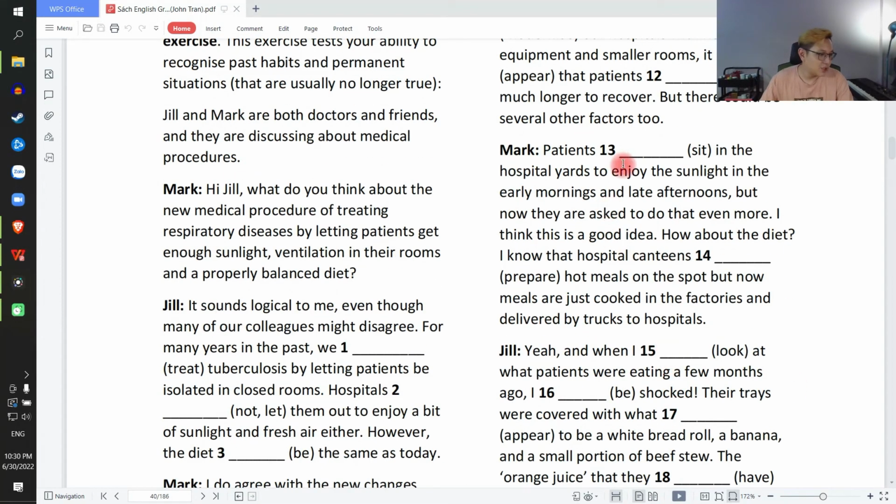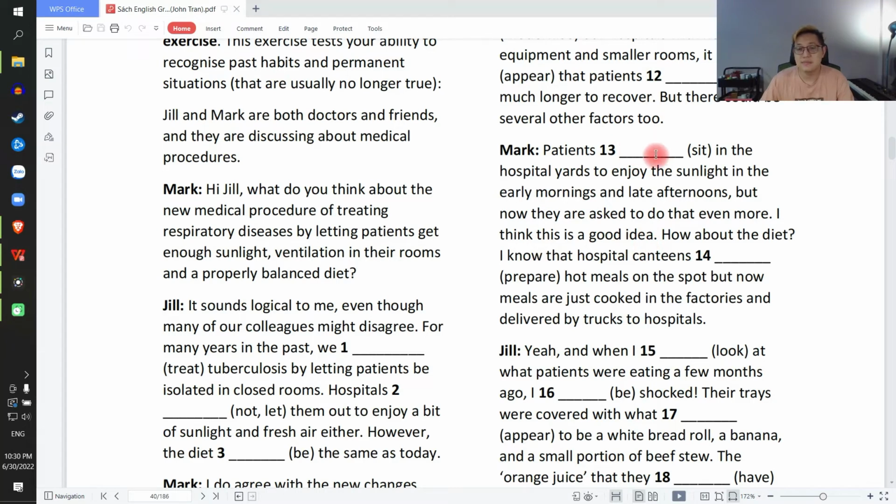13. Patients, number 13 is patient used to sit or would sit in the hospital yards to enjoy the sunlight in the early mornings and late afternoons. But now they are asked to do that even more. I think this is a good idea.